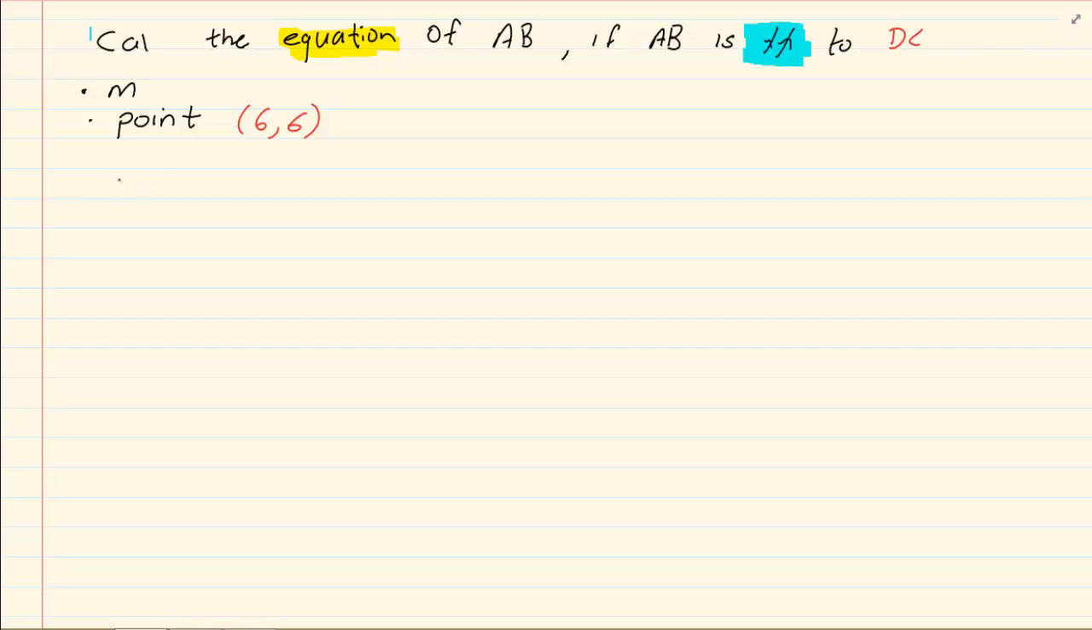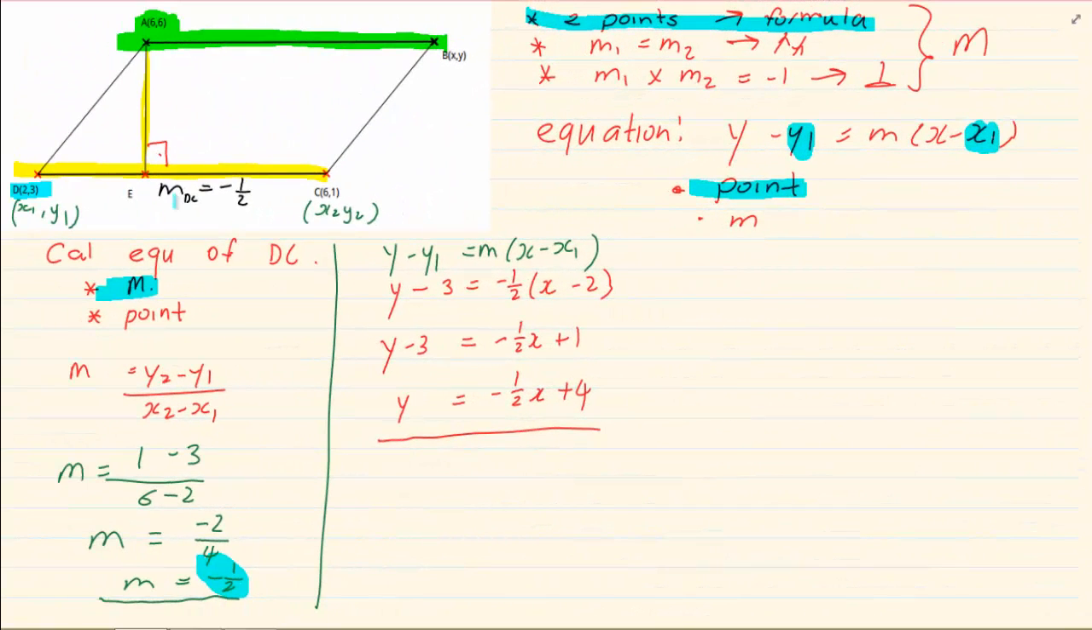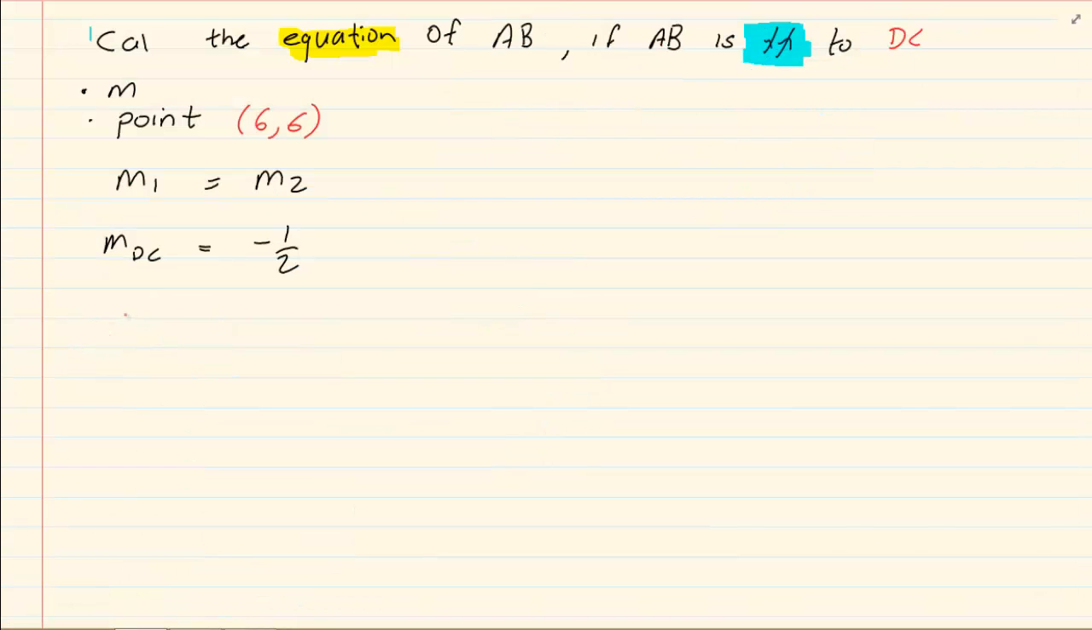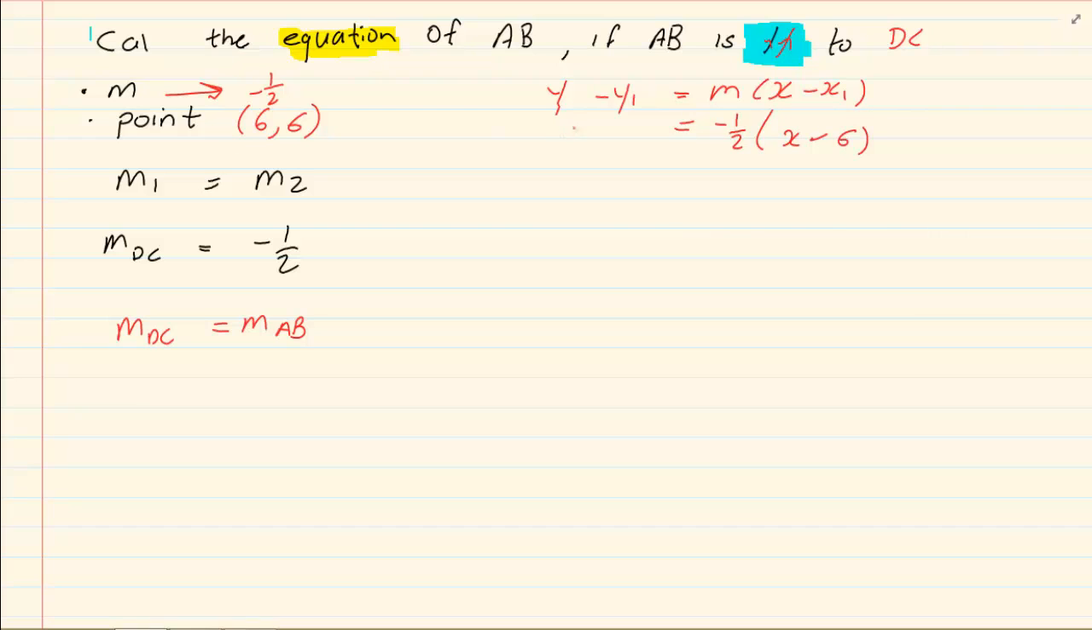When a line is parallel to another, we know that the gradients are equal. We have that the gradient of DC is minus a half. If they are parallel, then we know m of DC is going to equal m of AB. So that means I now have the gradient m, which is minus a half. Once I have the gradient and the point, I'm going to the formula. You're going to substitute. Your m is minus a half, x minus 6, y minus 6.